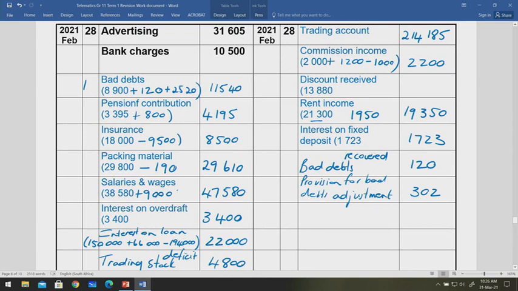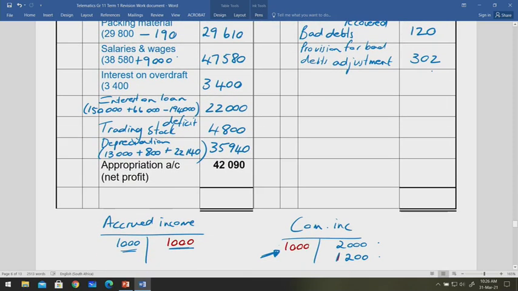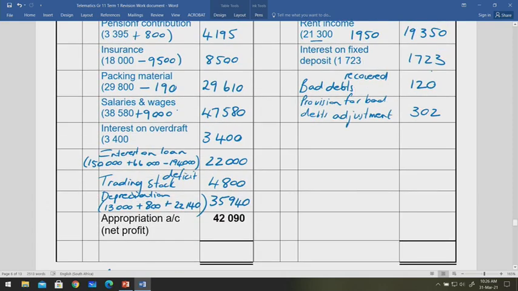Discount received will be the 13,880. Very nice in this case. They gave us the net profit. But if you have to do something like this and you don't get the net profit, please don't spend all your time trying to get the correct net profit. Move on. Otherwise, you're not going to be able to finish your question paper.